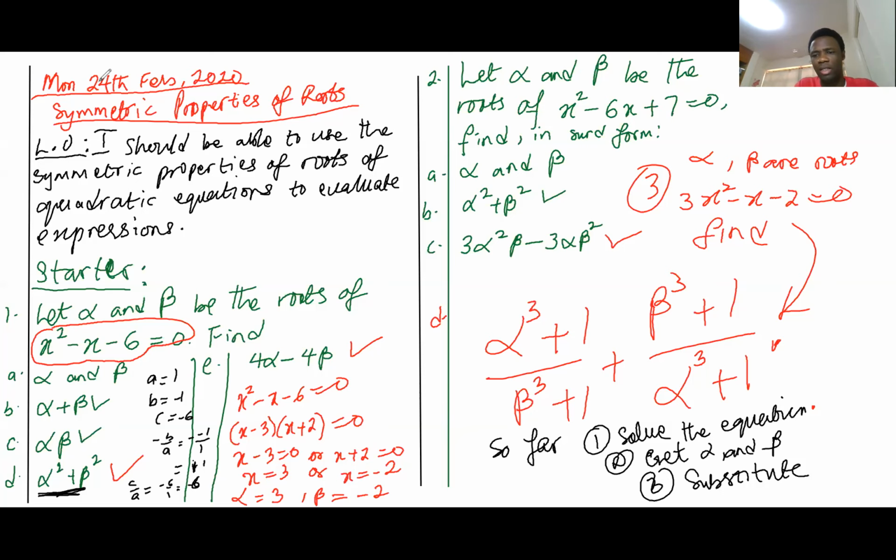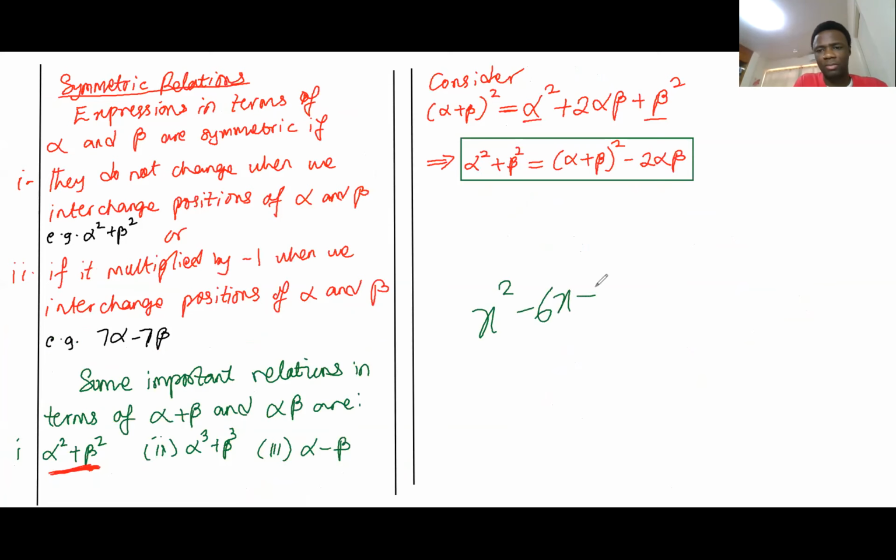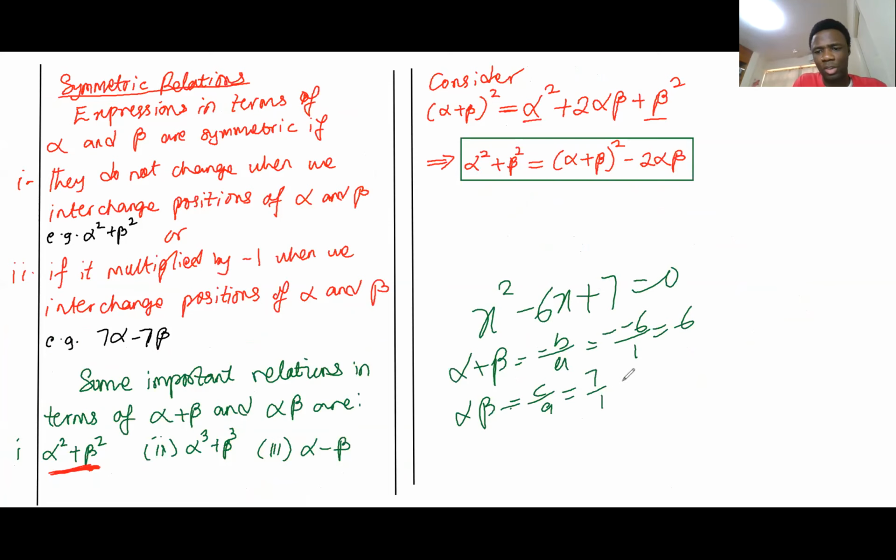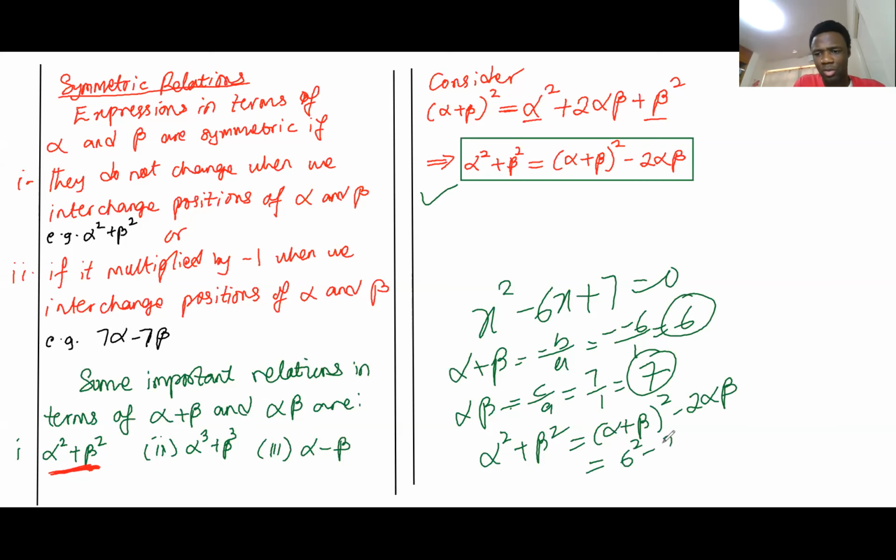From this, x squared minus 6x plus 7, you get alpha plus beta equals minus b over a, which is minus minus 6 over 1, which is 6. Alpha beta is c over a, which is 7 over 1, which is 7. This question is asking for alpha squared plus beta squared. According to this relation, it's alpha plus beta all squared minus 2 alpha beta. Then you substitute: 6 squared minus 2 times 7, 36 minus 14, 22. Can you see that?